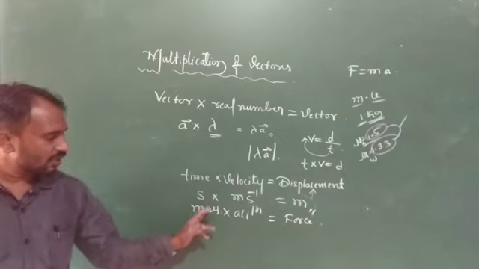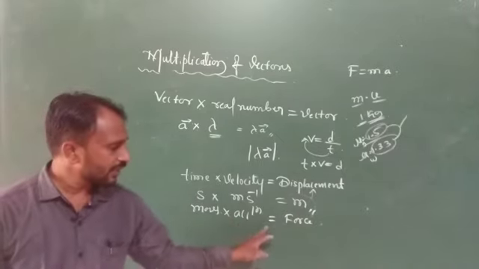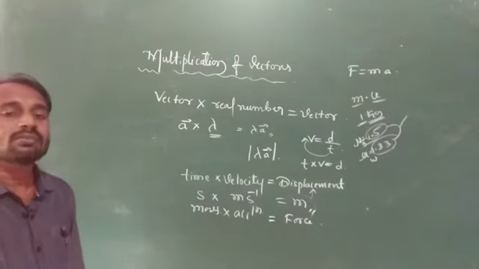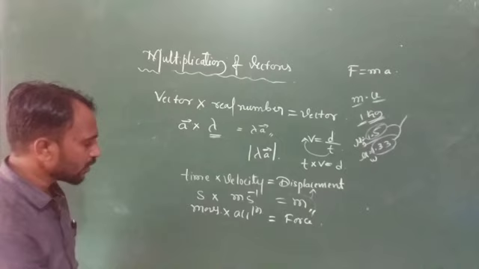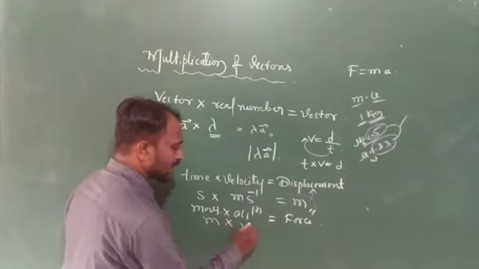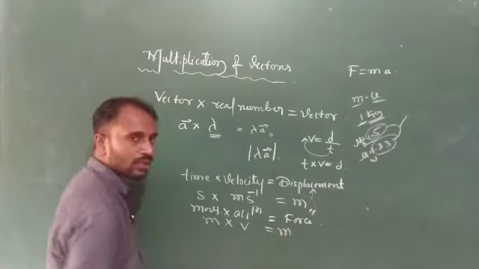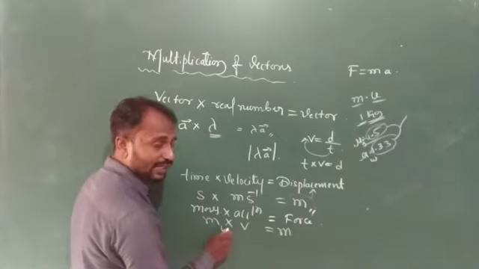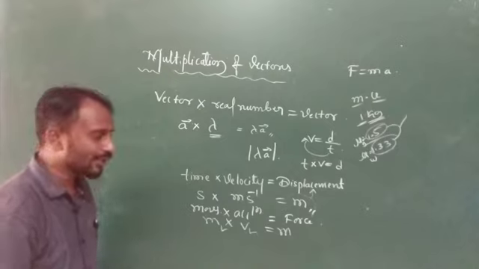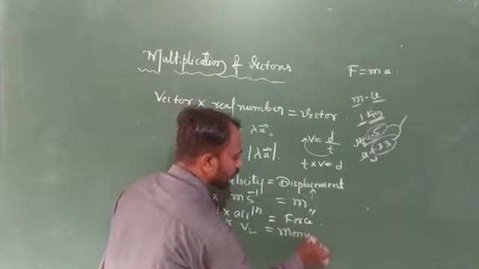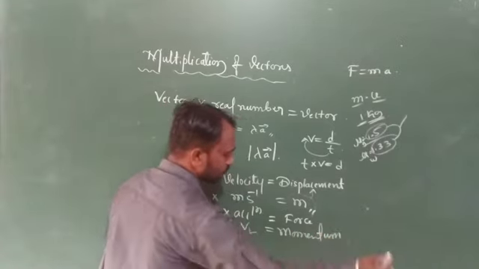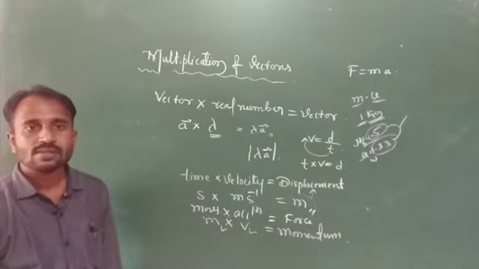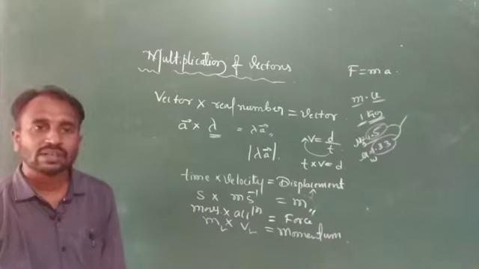Mass is a scalar quantity, and when multiplied with a vector quantity, we get force, which is a vector quantity. Another one: mass into velocity is momentum. Mass is a scalar quantity and velocity is a vector quantity, so momentum is also a vector quantity. This is a multiplication involving a vector quantity.